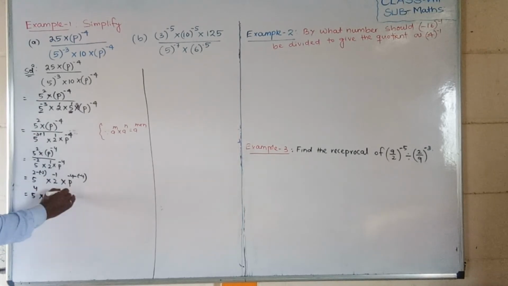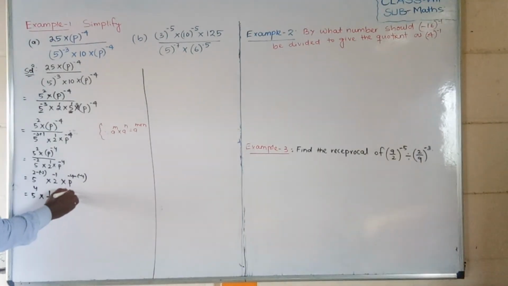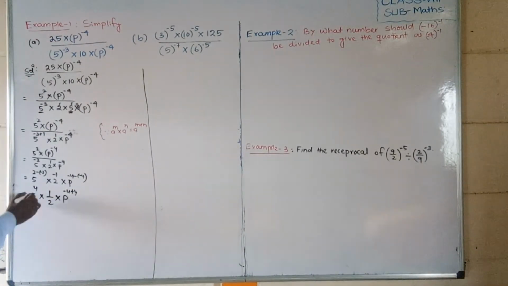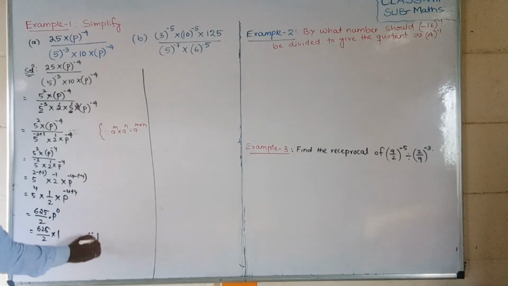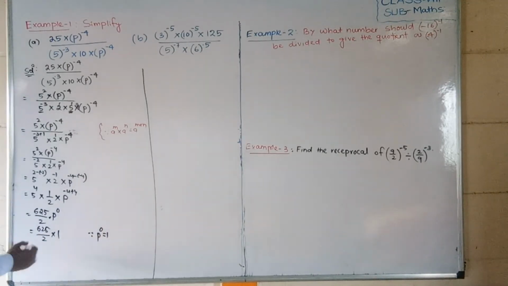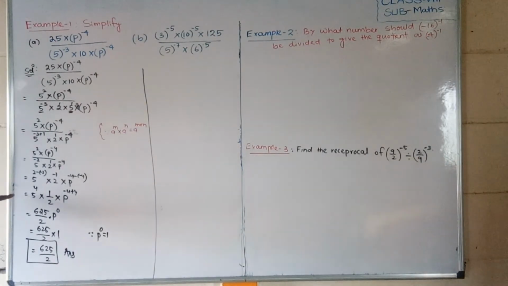Next, p to the power minus 4 plus 4, that will be 0. So we get 5 to the 4, which is 625, divided by 2, times p to the power 0. Since p to the power 0 is equal to 1, we get 625 by 2. This is our answer. Like this we have to simplify.